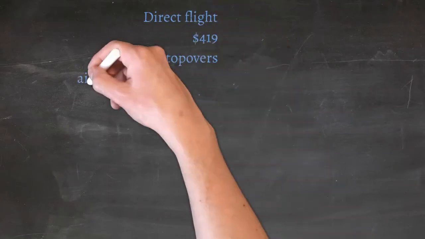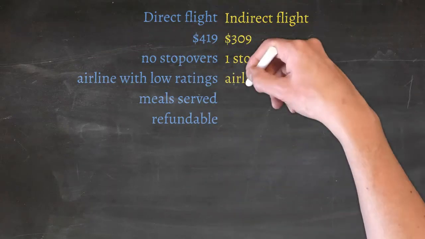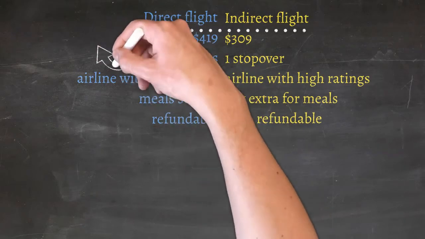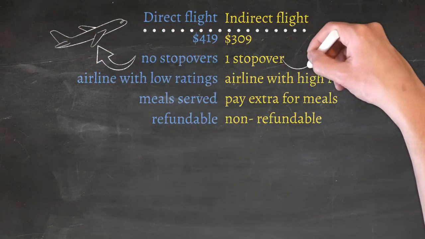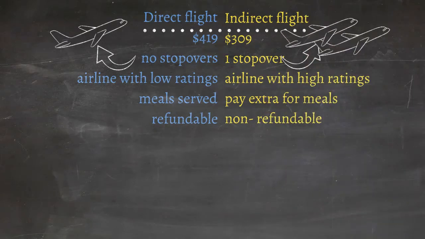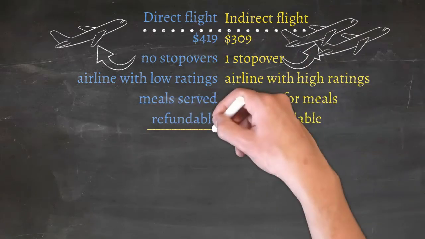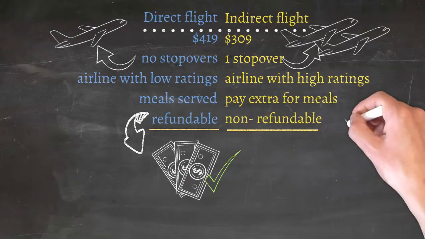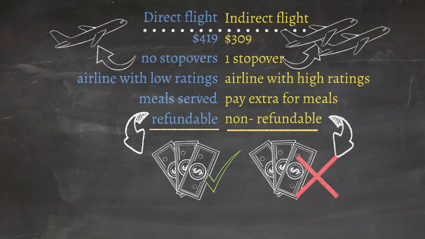Now let's compare two flights. A direct flight compared to an indirect flight. Here are the details. A stopover means a break in the journey. So in an indirect flight, there are two flights that take you to the final destination. And by refundable, we mean that the money is given back to us when we cancel the flight. And a non-refundable ticket means we don't get our money back if the flight is cancelled.